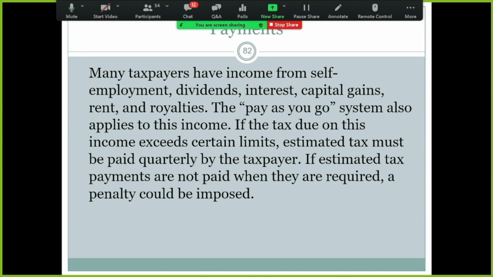And so once we've entered that information into TaxSlayer, we've already entered in those source documents. So we've already entered in a lot of that federal tax withheld, those payments. So many taxpayers have income from self-employment, dividends, interest, capital gains, rent, and royalties. So the pay-as-you-go system also applies to this income. If the tax due on this income exceeds certain limits, estimated tax must be paid quarterly by the taxpayer. If the estimated tax payments are not paid when they are required, a penalty could be imposed.